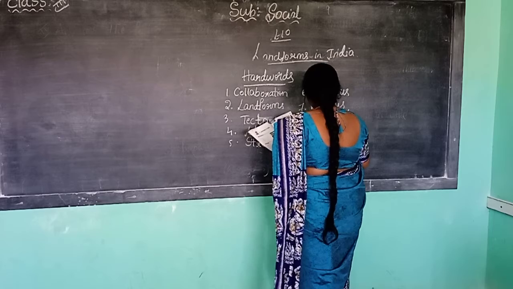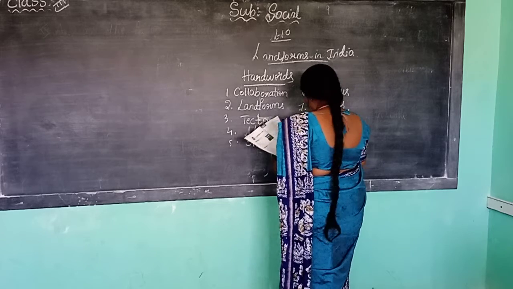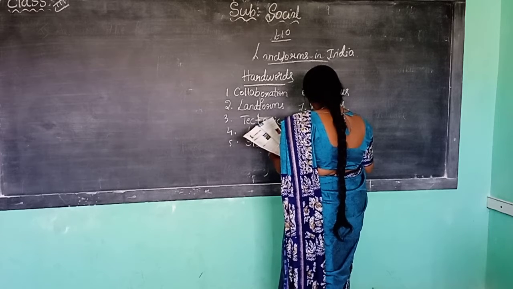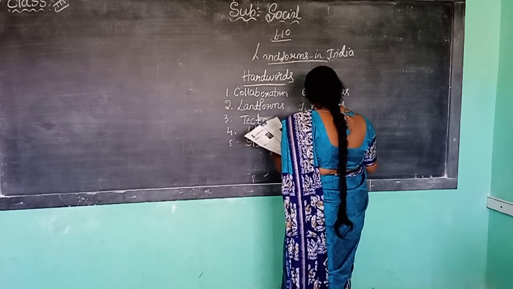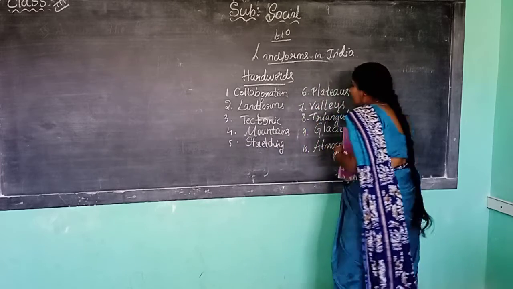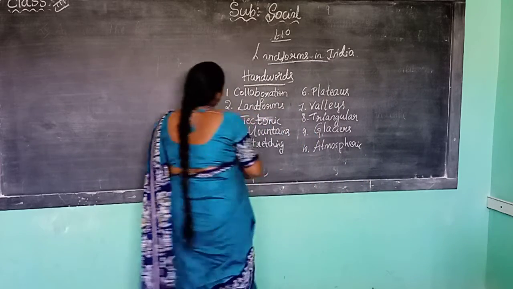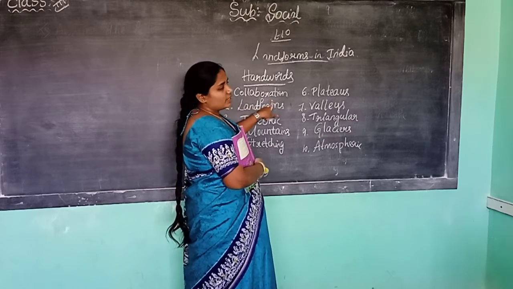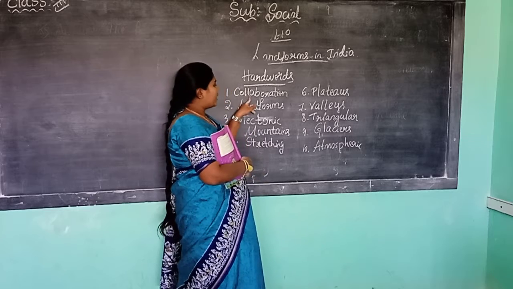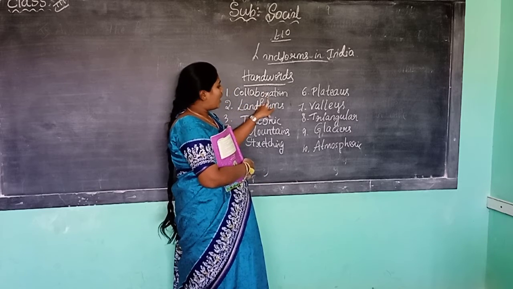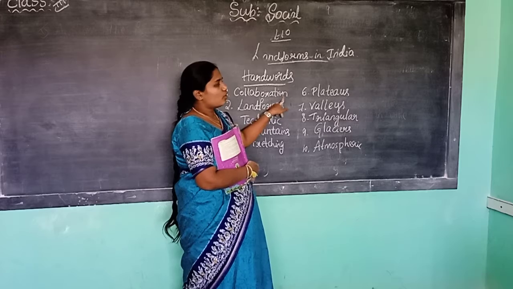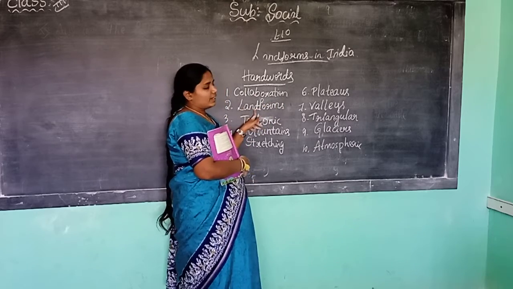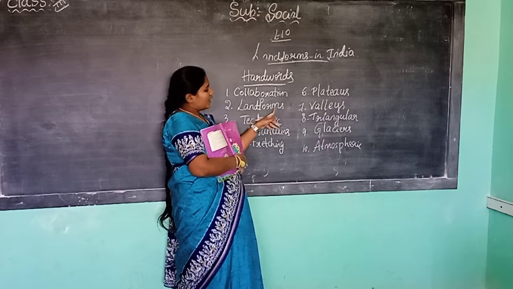Glaciers. Atmospheric. So see, what is this, children? Collaboration. Say the spelling: COLLABORATION. Collaboration. Next, landforms, LANDFORMS. Landforms.